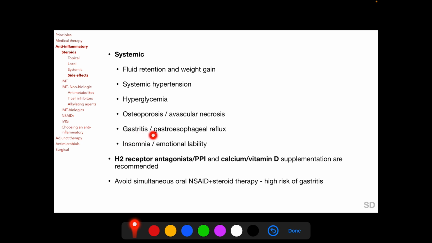For gastritis and gastroesophageal reflux disorder, an H2 receptor antagonist or a proton pump inhibitor is also prescribed along with, and a calcium vitamin D supplementation is also recommended to take care of osteoporosis. And it is very important to remember that a combination of oral NSAID and oral steroid should always be avoided because of a high risk of gastritis.